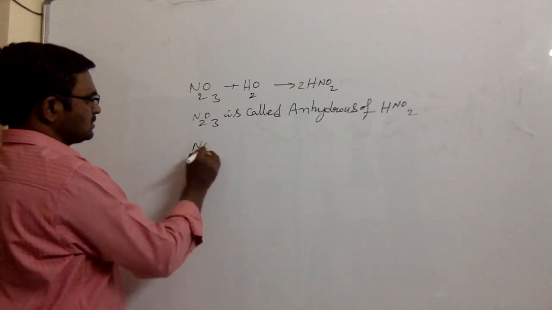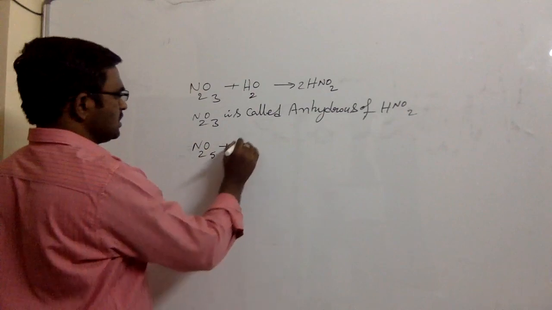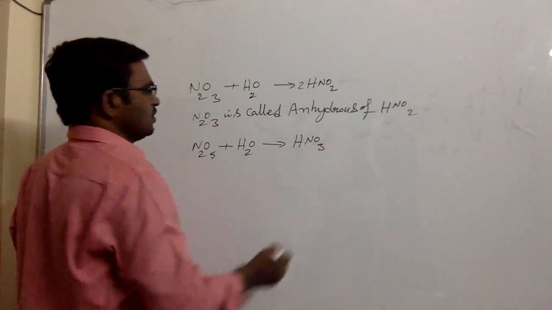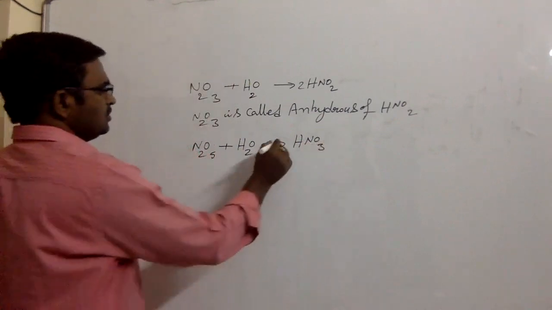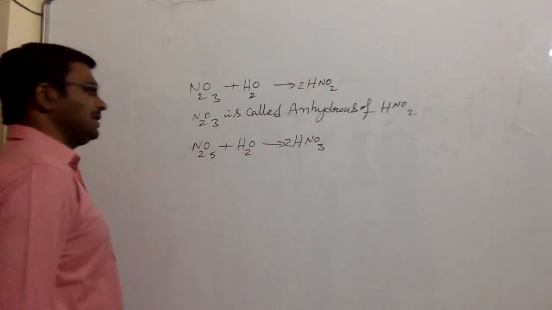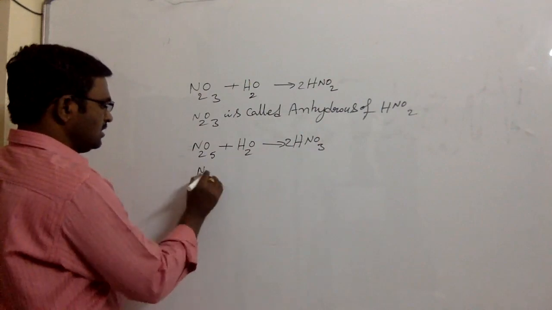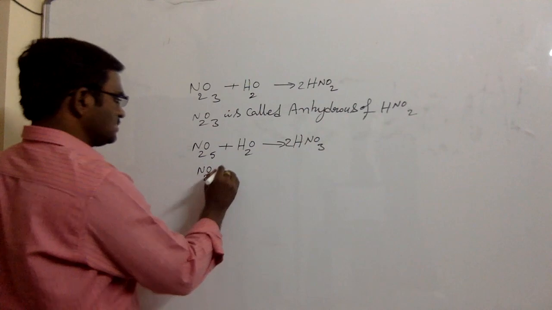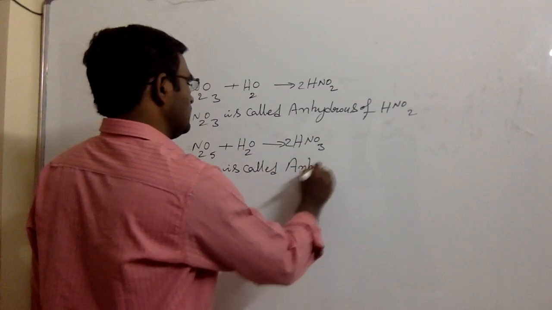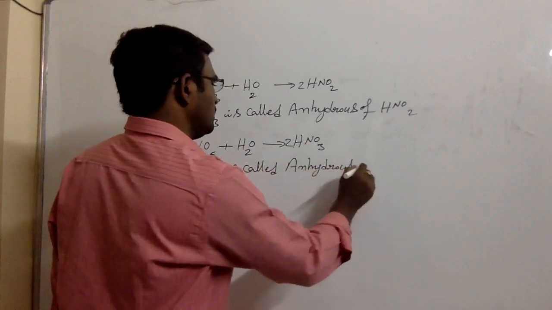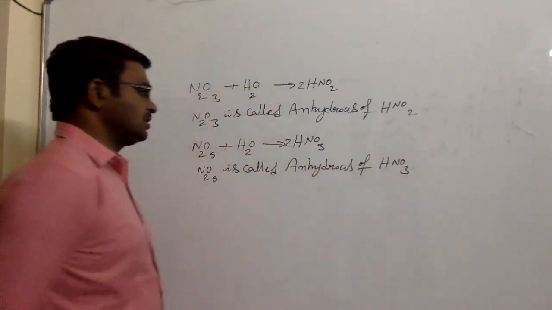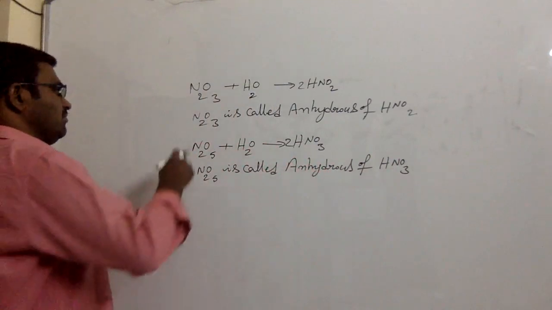See one more example. Suppose nitrogen pentoxide, N2O5. This also undergoes hydrolysis. It gives HNO3. The name of this one is nitric acid. It is also multiplied by 2. This is nitrous acid, this one is nitric acid. So here N2O5, nitrogen pentoxide, is called the anhydride of HNO3.